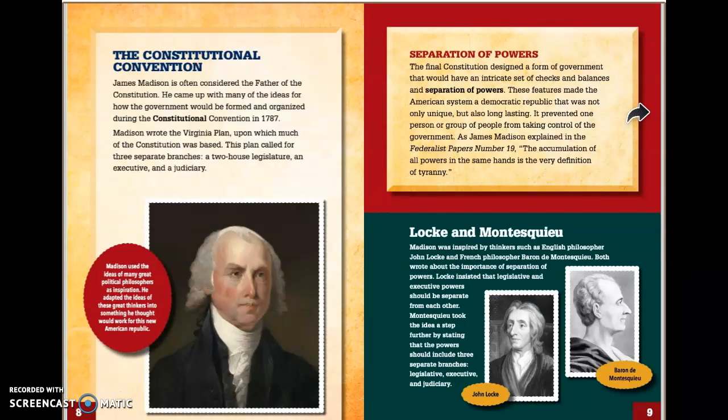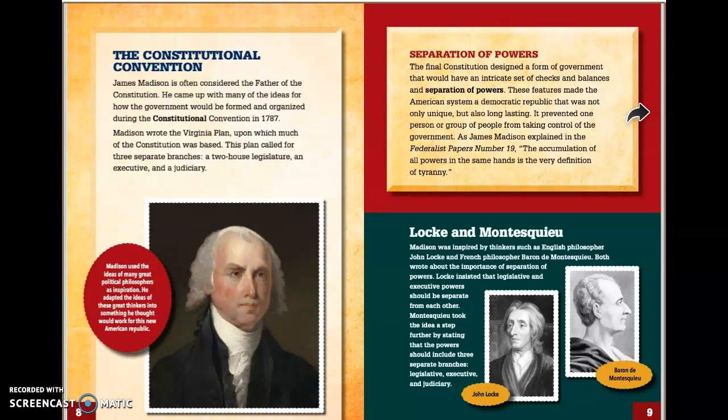Page 8 and page 9. The Constitutional Convention. James Madison is often considered the father of the Constitution. He came up with many of the ideas for how the government would be formed and organized during the Constitutional Convention in 1787. Madison wrote the Virginia Plan, upon which much of the Constitution was based.